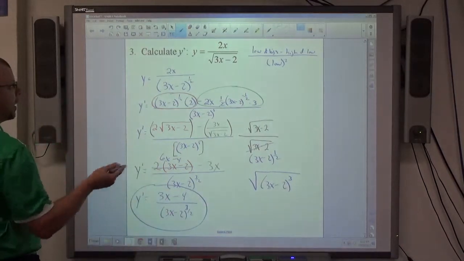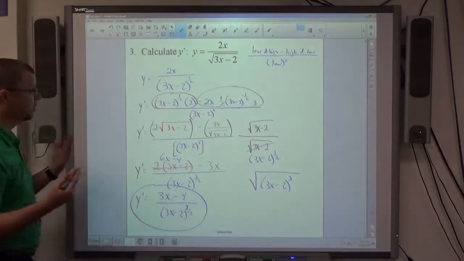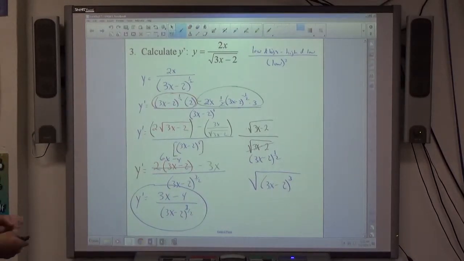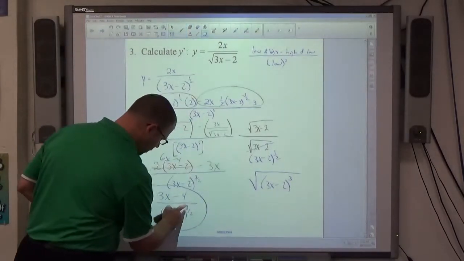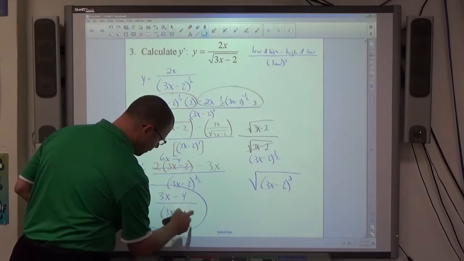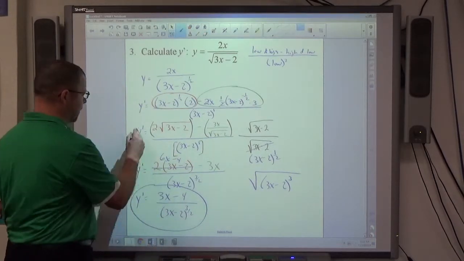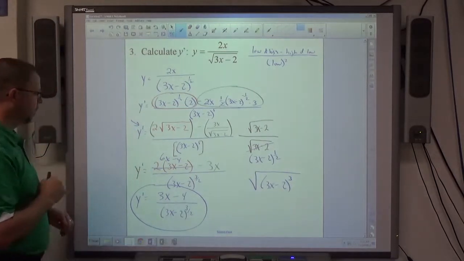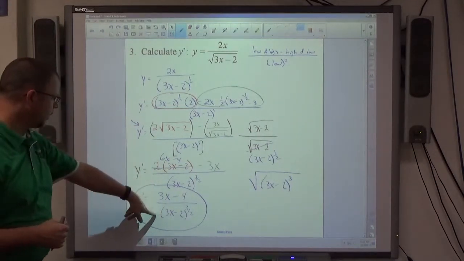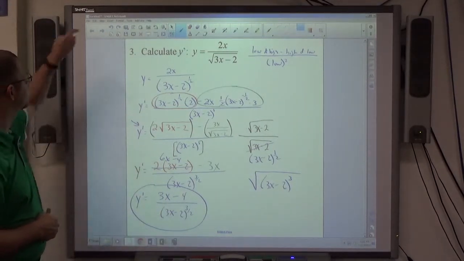You should expect a similar structure for that problem. Quotient rule will be necessary to be used. Just be careful that you go through the simplification process there at the end that I expect. If you stop here, you won't get full credit. You'll get most credit, but I expect you to get all the way down to this level for this problem.